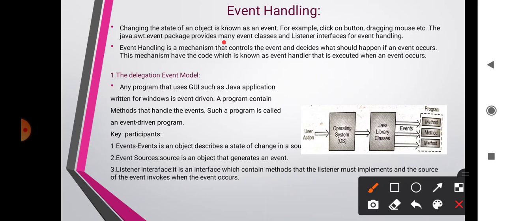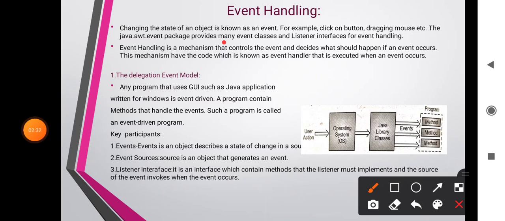Here the event handling code performs some task in response to the event, and is called the event handler. Event handling is the process of responding to the event, and that can occur at any time during the execution of the program. Here the first is the delegation event model. Any program that uses the GUI, such as Java applications written for Windows, is event driven. A program that contains methods that handle events is called an event driven program.